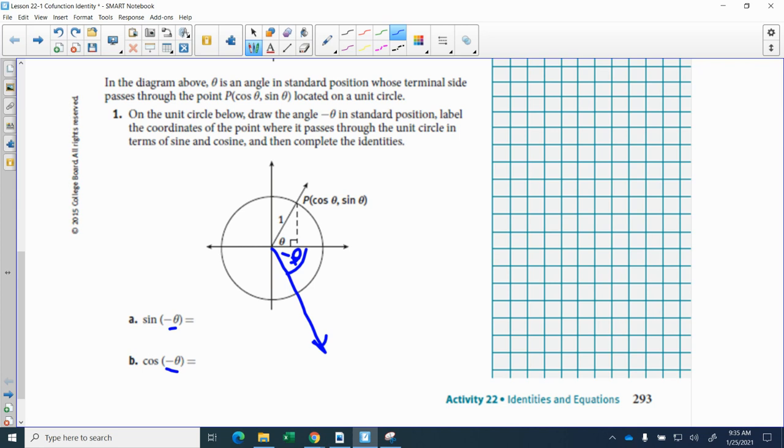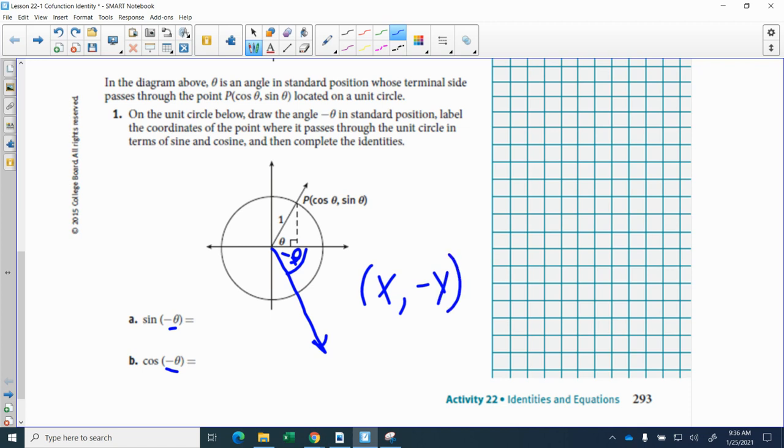So now when I think about sine and cosine, we have to think about what's happening to our coordinates within that region. And when I look at that, I'm thinking, in quadrant 4, you have a positive x because it's to the right, but a negative y.